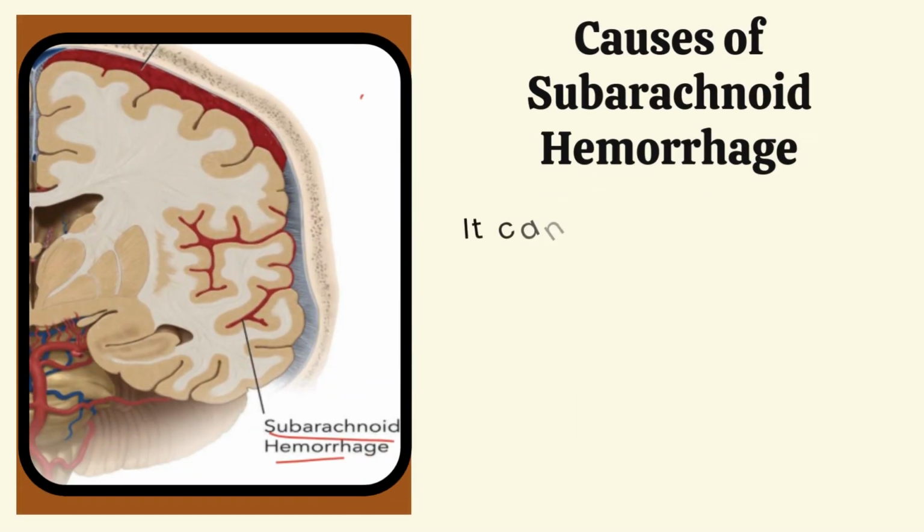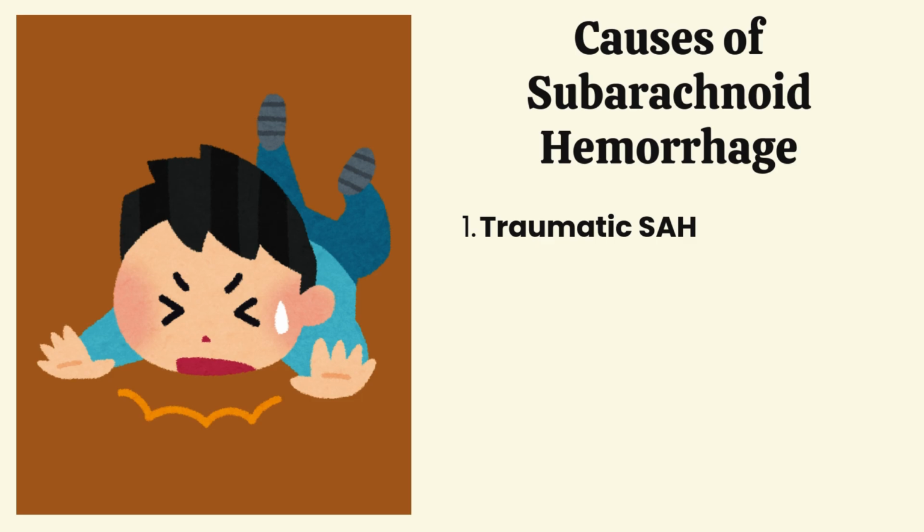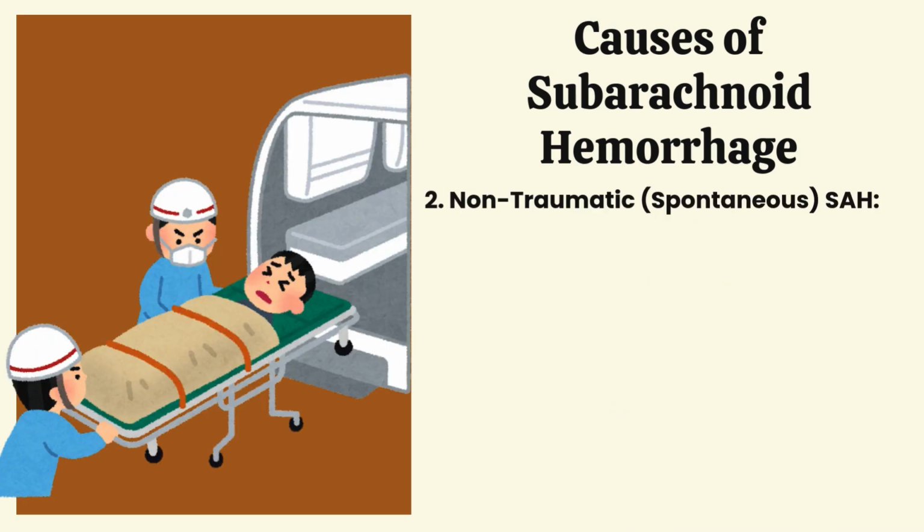What are causes of subarachnoid hemorrhage? It can be due to trauma, or be spontaneous. Traumatic subarachnoid hemorrhage is the result of head trauma. It is common in accidents or falls. Non-traumatic, spontaneous, subarachnoid hemorrhage is due to the following causes.